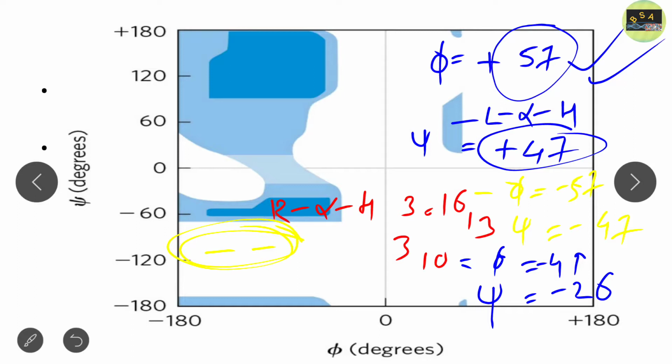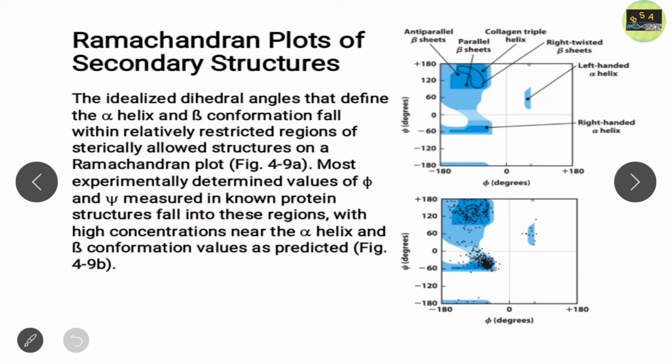Now just look at the beta sheet. So there will be two values of beta sheet. One will be the value for anti-parallel beta sheet and one will be parallel beta sheet. Now just look at this. These are the anti-parallel beta sheet. Here this is a point and this is the parallel beta sheet point. So from here you can conclude that both the parallel and anti-parallel beta sheet have phi value in minus and psi value in plus.